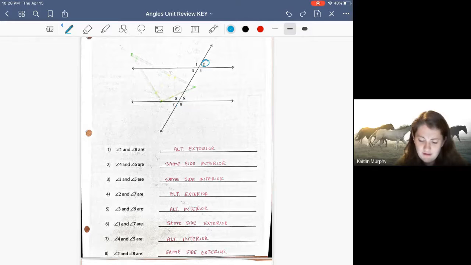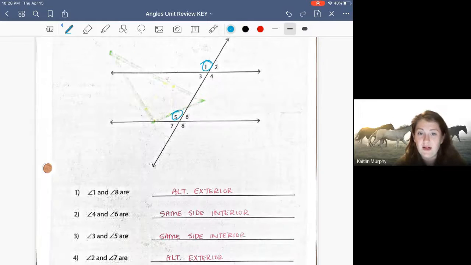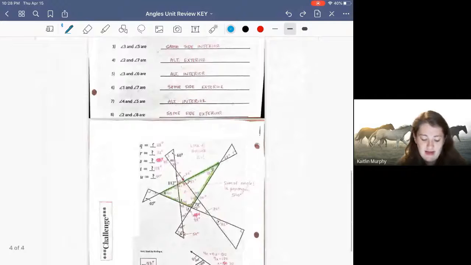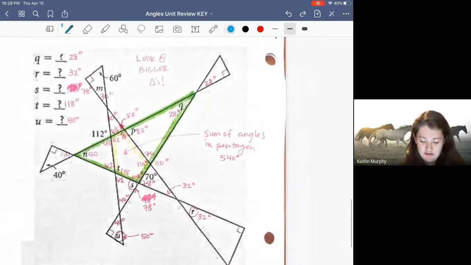So there were not any corresponding on here, but corresponding would be like 1 and 5. They're both in the upper left. Or 2 and 6 would be corresponding. They had to be in the same place there. So that's all of those. And the last thing we have is this challenge, okay?